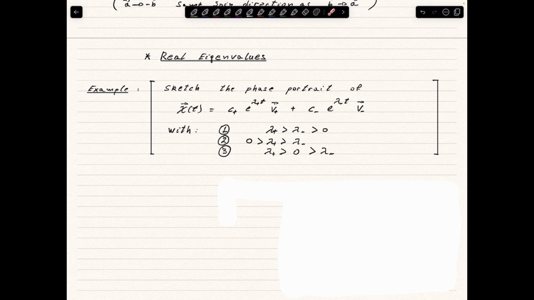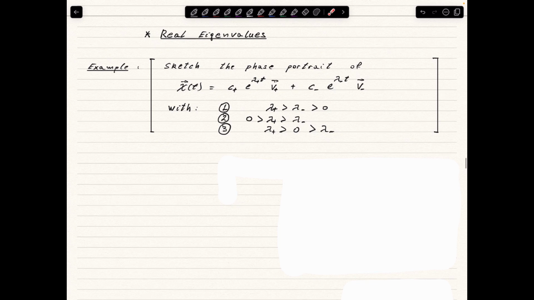But the qualitative behavior of the solution is going to be very different according to the signs of the eigenvalues. If both are positive, we are going to have one type of picture. If both are negative, another type. If one is positive and the other is negative, another type. So let's start with case 1. We are going to start with both eigenvalues positive.